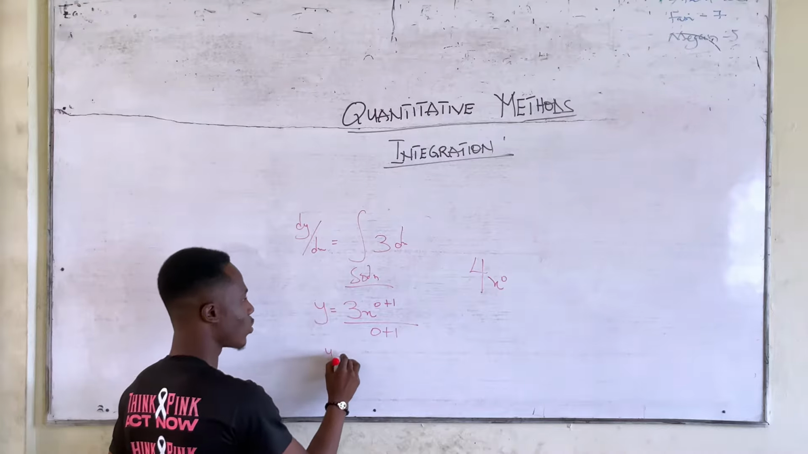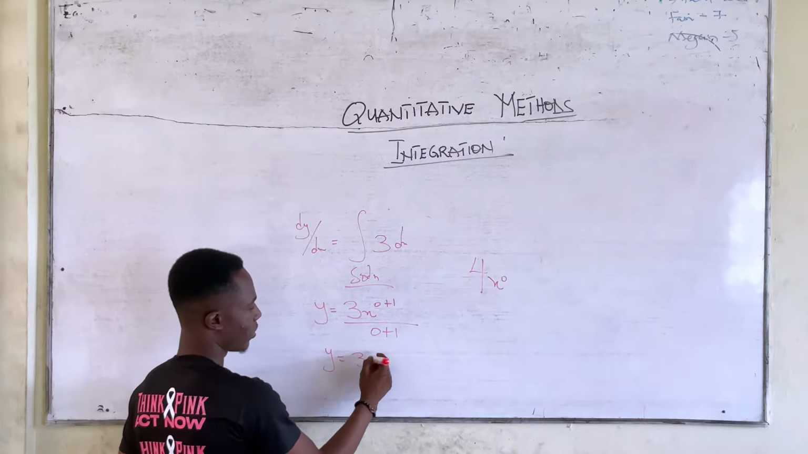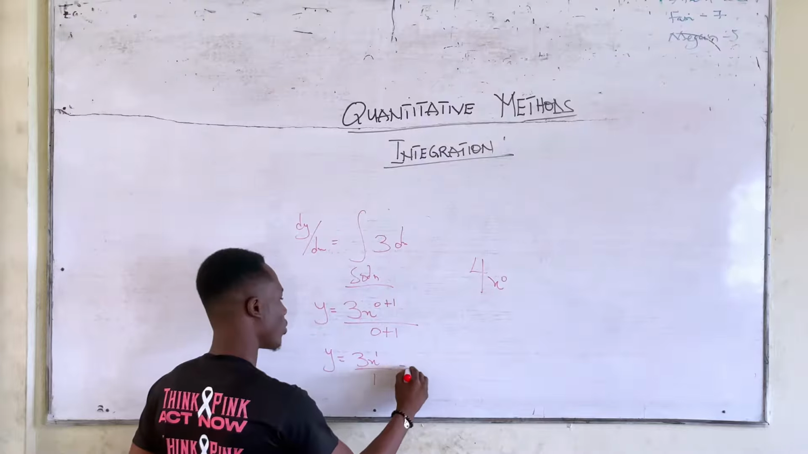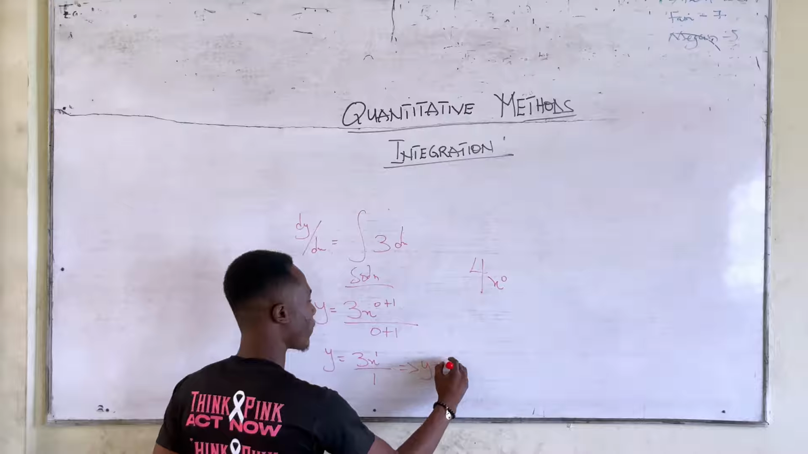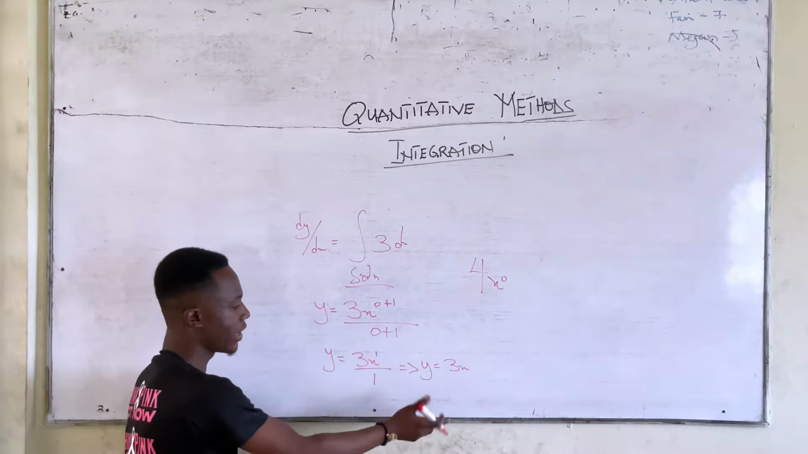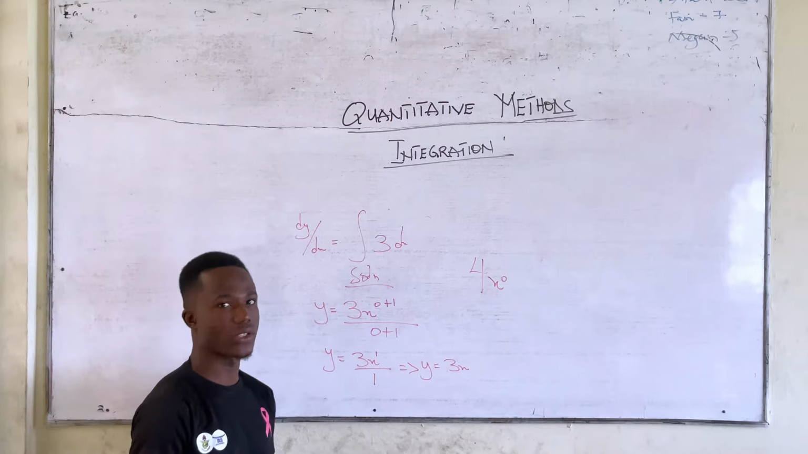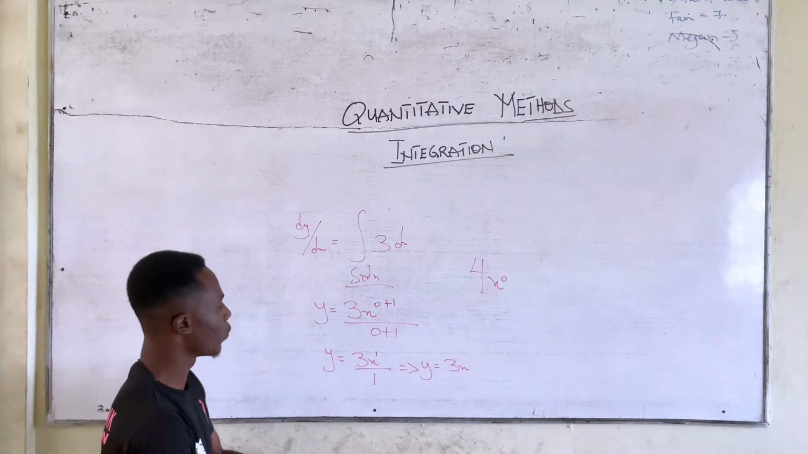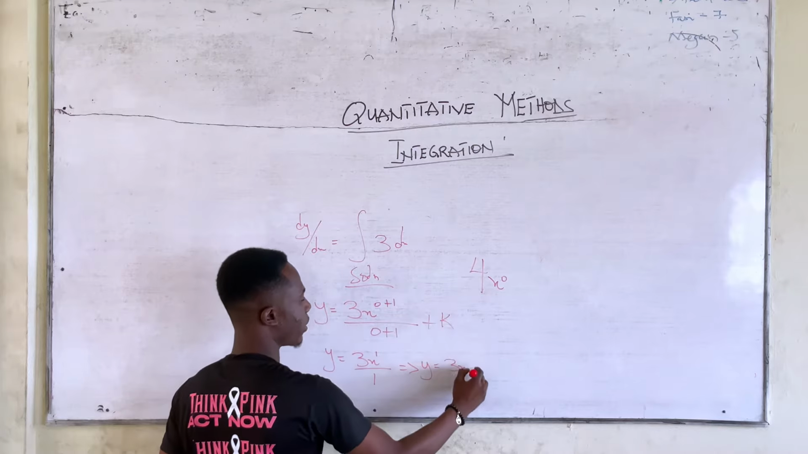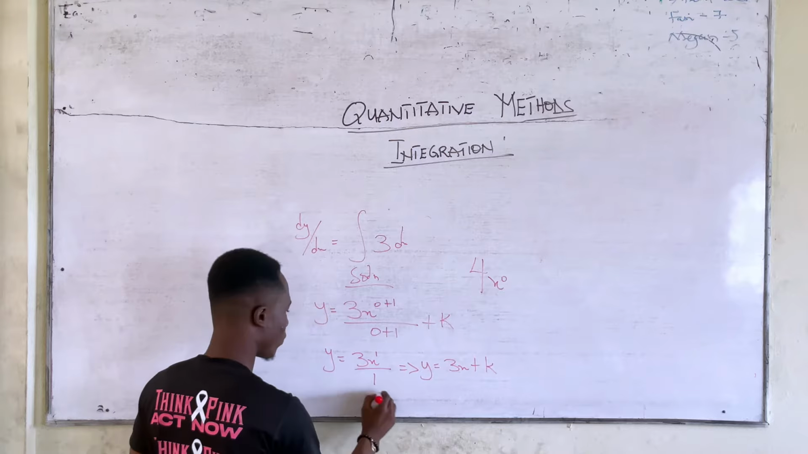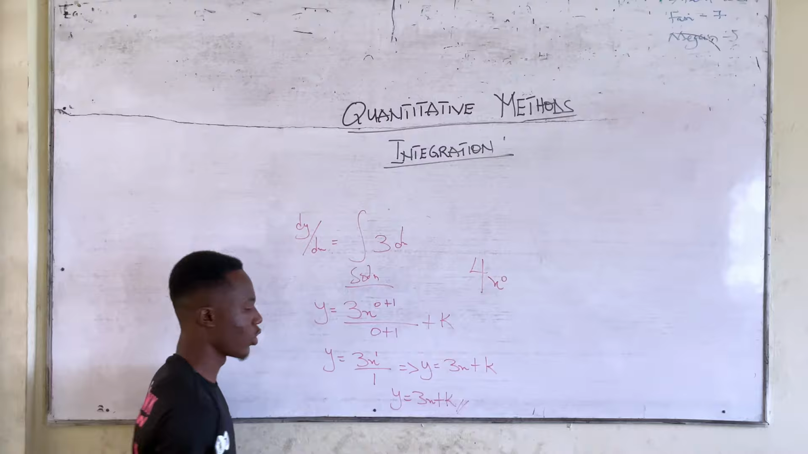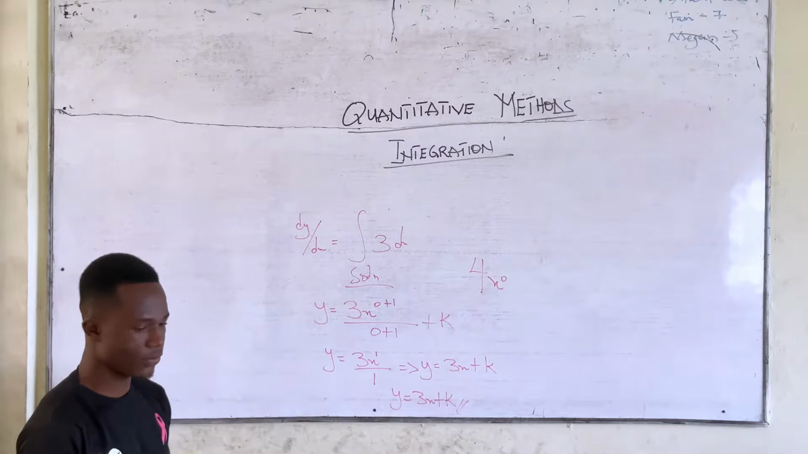So you have y equals 3x exponent 1. Right? 0 plus 1 is 1, over 1. And so y equals 3x, because 3x exponent 1 is the same as 3x. And any number divided by 1 is what? The number itself. And so we have 3x. Sorry, I didn't introduce my k. So now your y is equal to 3x plus what? K. Okay. So that is just the differentiation.